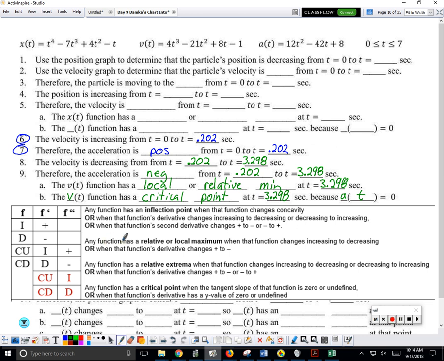So this is the definition of a relative max, and relative min is just the opposite. And that's just the definition. So you simply memorize that any function has a relative or local max when the function changes from increase to decrease. That's just the definitions. Did that answer it? Yeah. Keep going.